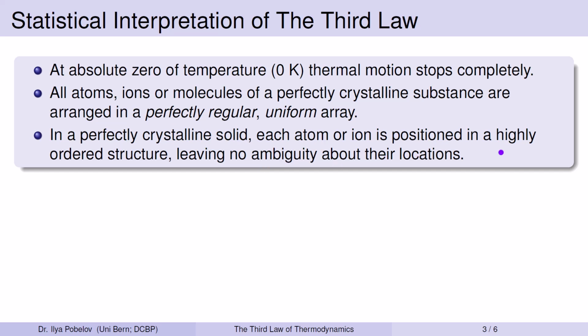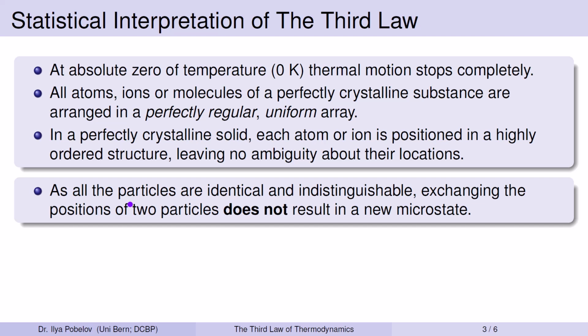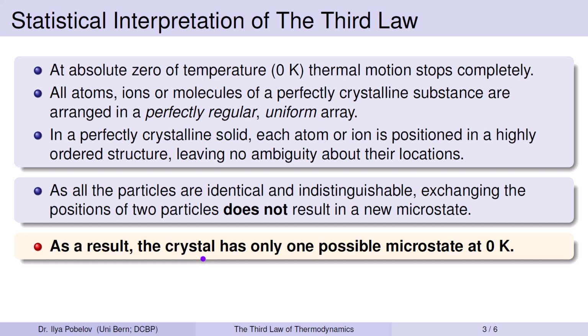about their locations. As all the particles are identical and indistinguishable, exchanging the positions of two particles does not result in a new microstate. As a result, the crystal has only one possible microstate at 0 Kelvin. Using the Boltzmann formula and setting W equal to 1, we get the following result. Thus, at absolute zero, the entropy of a perfect crystal is zero.